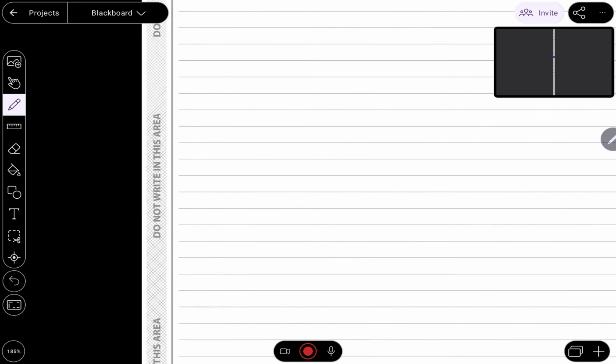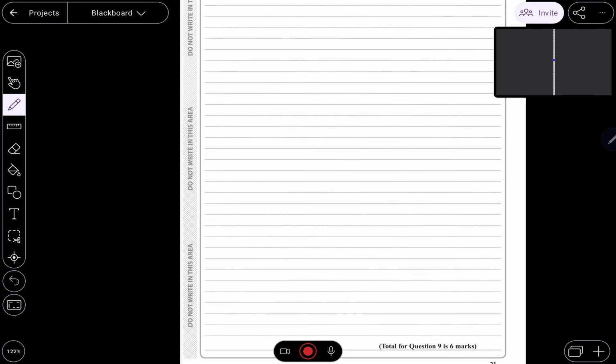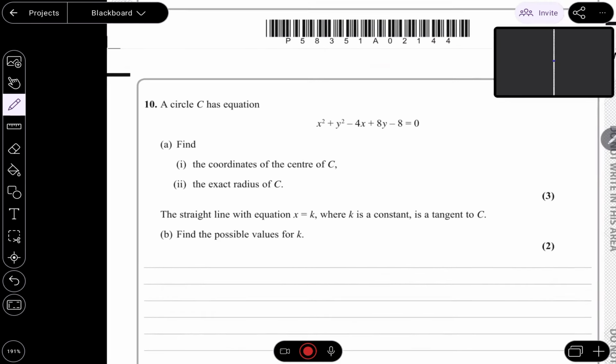So next one. Oh my god, so much paper. Why did I get all this paper? What are you doing? Okay, next one.